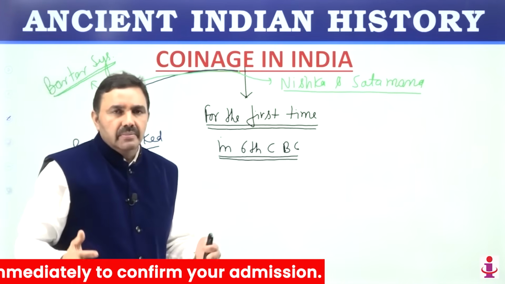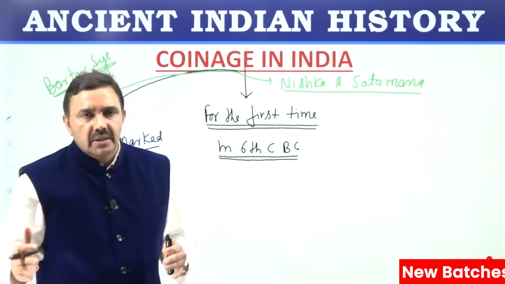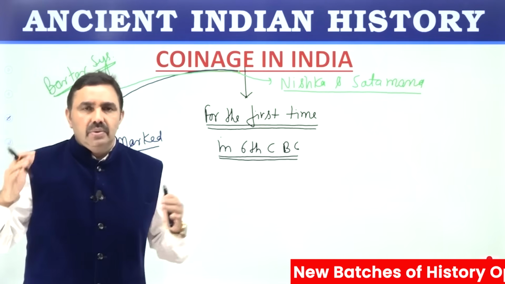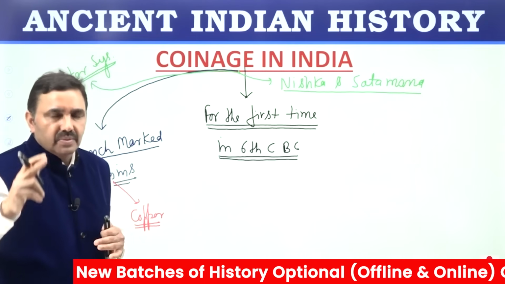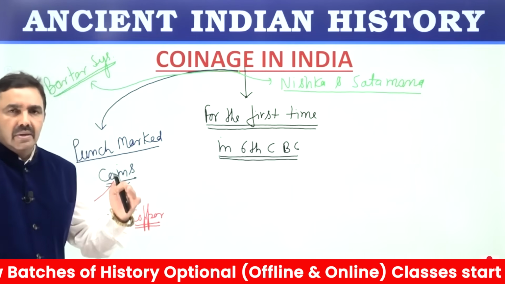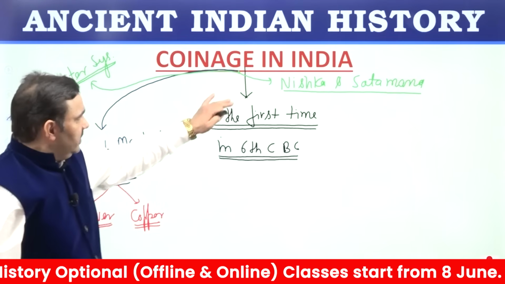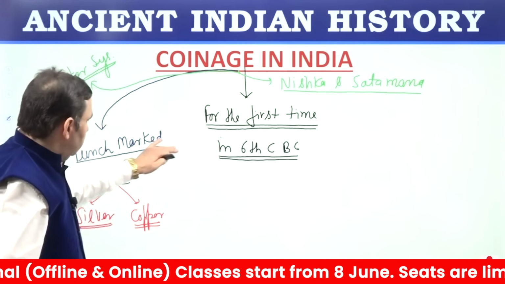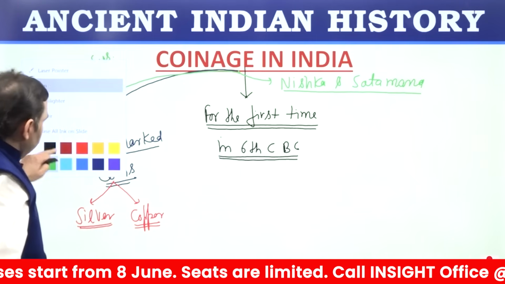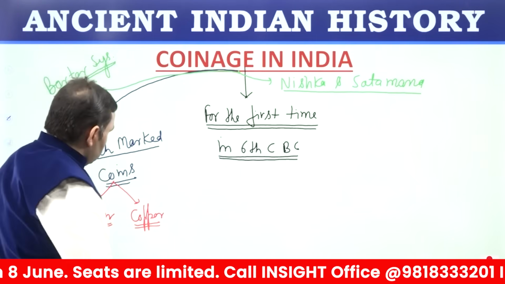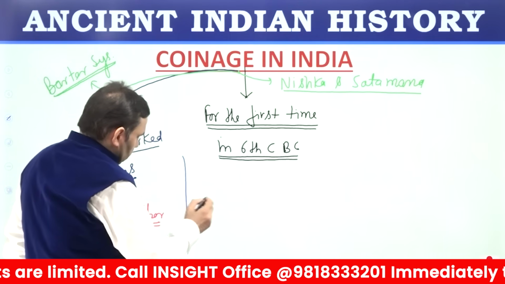Nishka was a gold ornament, Shatmana was a silver ornament. So Nishka and Shatmana in Vedic age were not coins, they were ornaments, and these ornaments at times were used in big economic transactions. For the first time, coins came into existence in 6th century BC, and these coins were punch-marked coins which were mostly made of silver. There were some copper coins also.